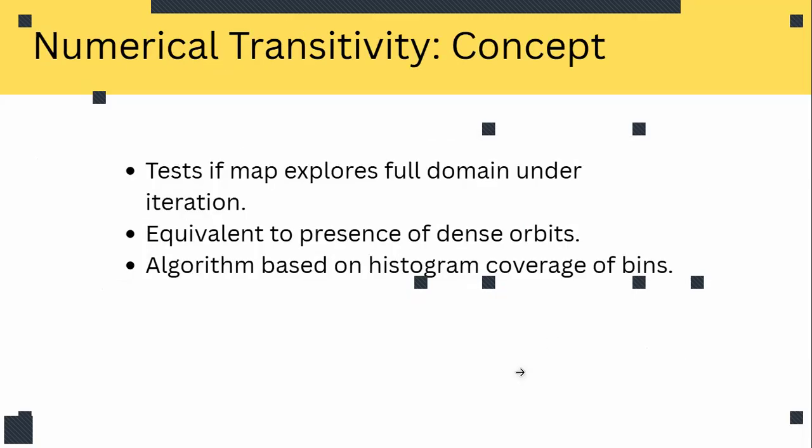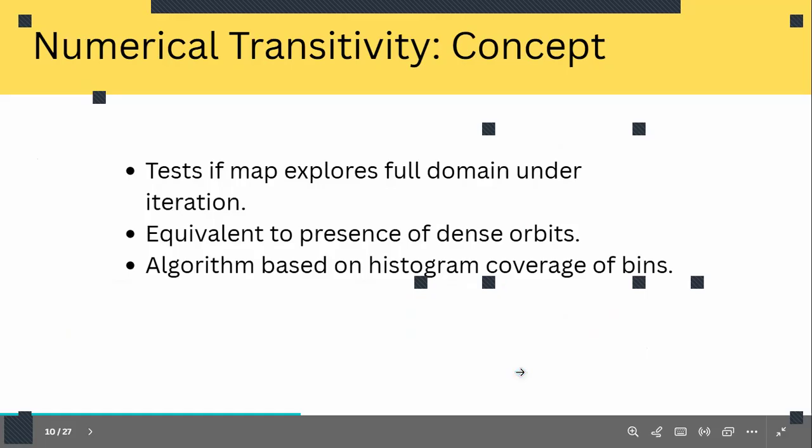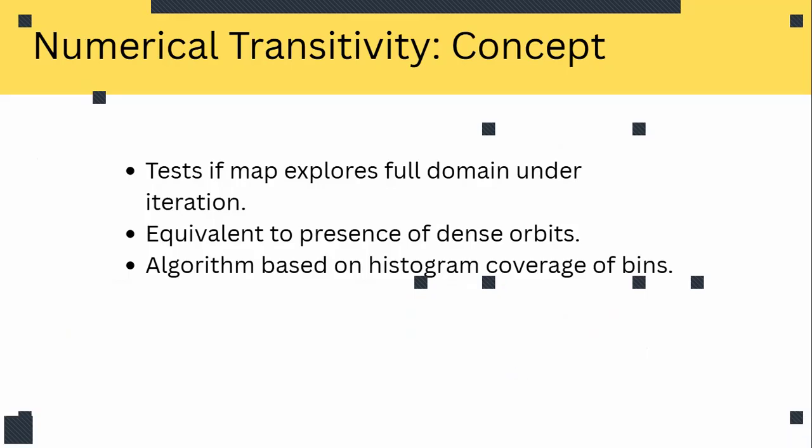Coming to the numerical transitivity concept, numerical transitivity is a computational equivalent of topological transitivity. It checks if a map explores its entire domain when iterated. The algorithm creates many orbits starting from random initial points and divides the domain into bins. As I said, if an orbit hits every bin, that is evidence of a dense orbit and hence chaotic behavior.